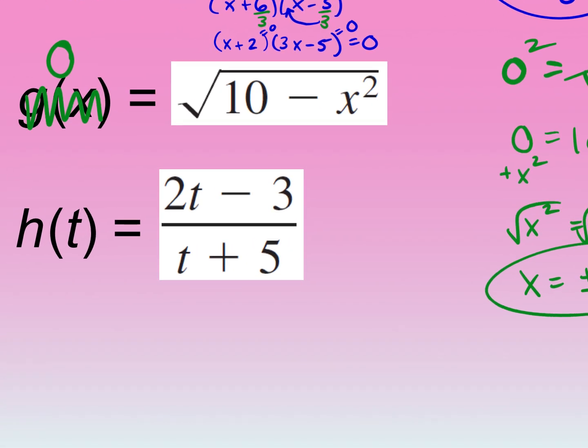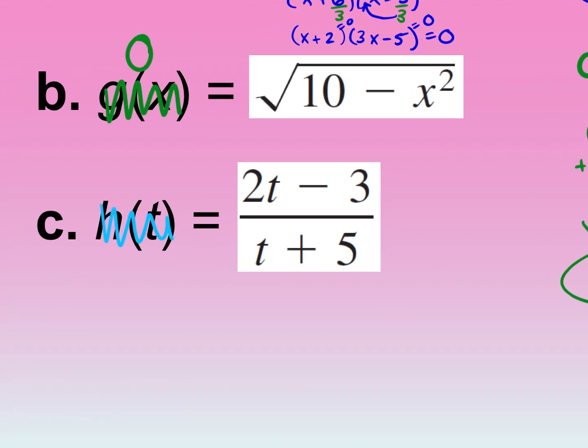Awesome. For C, how would we find the zeros? If I make this 0, what would I do to solve for t here? You can. If we multiplied the left side by t plus 5, what's 0 times t plus 5? 0. It just goes away.